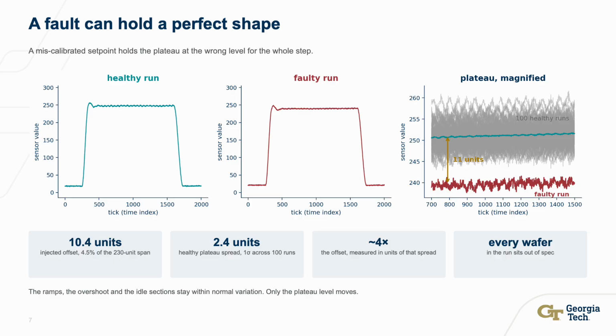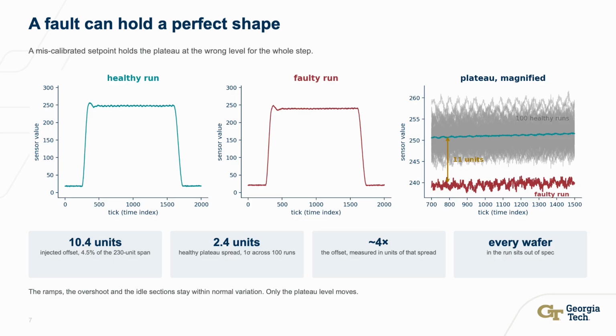Same ramp, same overshoot, same plateau, same duration. The right panel magnifies the plateau with the 100 healthy runs in gray behind and their mean in teal. The faulty run sits about 11 units below the whole healthy population for the entire hold. What happened physically is a miscalibrated set point.